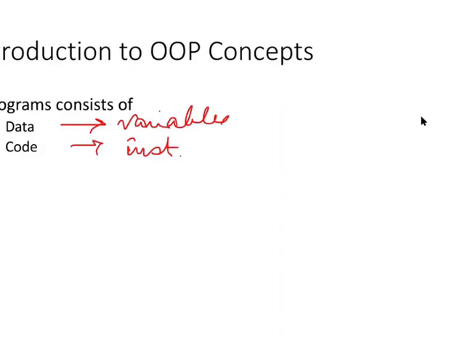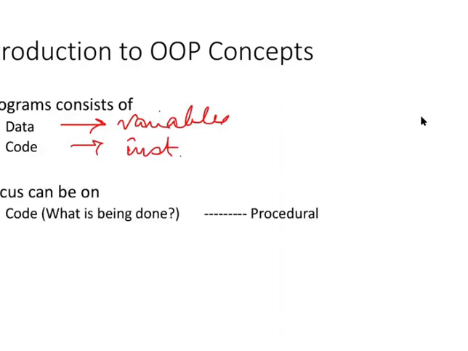Now, when you are writing a program, the focus can be either on the code, that means what you are trying to do, what is being done. In this case, if the focus is on the code, on what is being done, on the actions, then this is known as your procedural programming. And that is what you had been doing all these years with basic foundational programming languages like C, BASIC, and so on. So the focus has always been on the code.